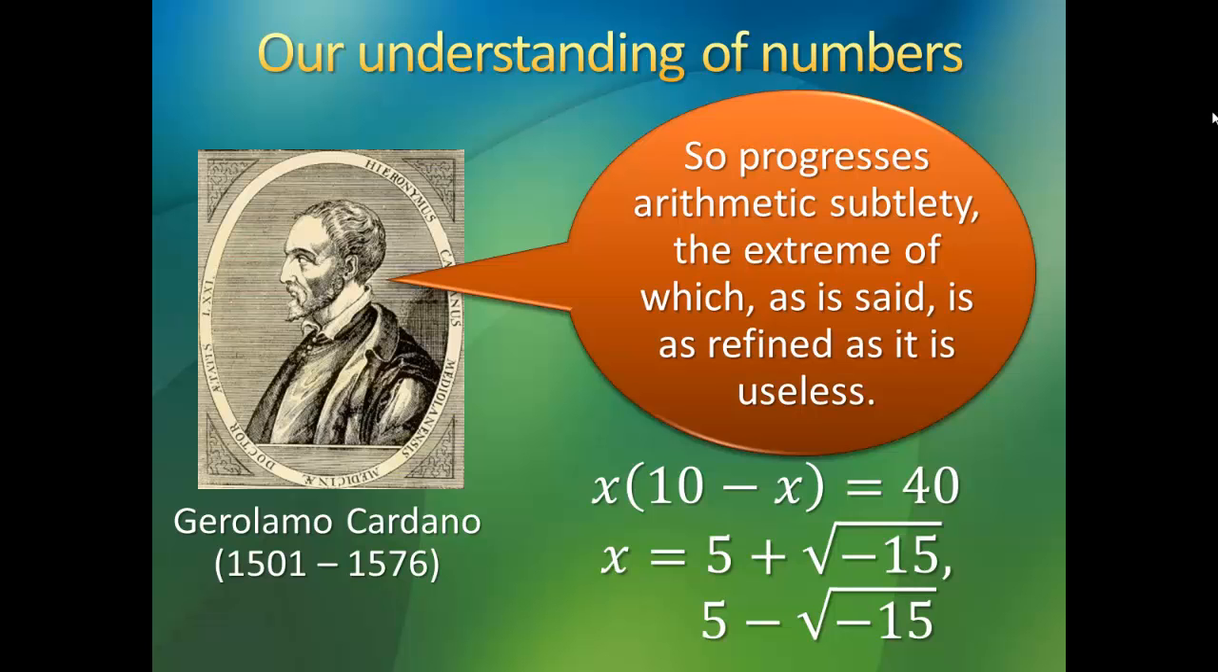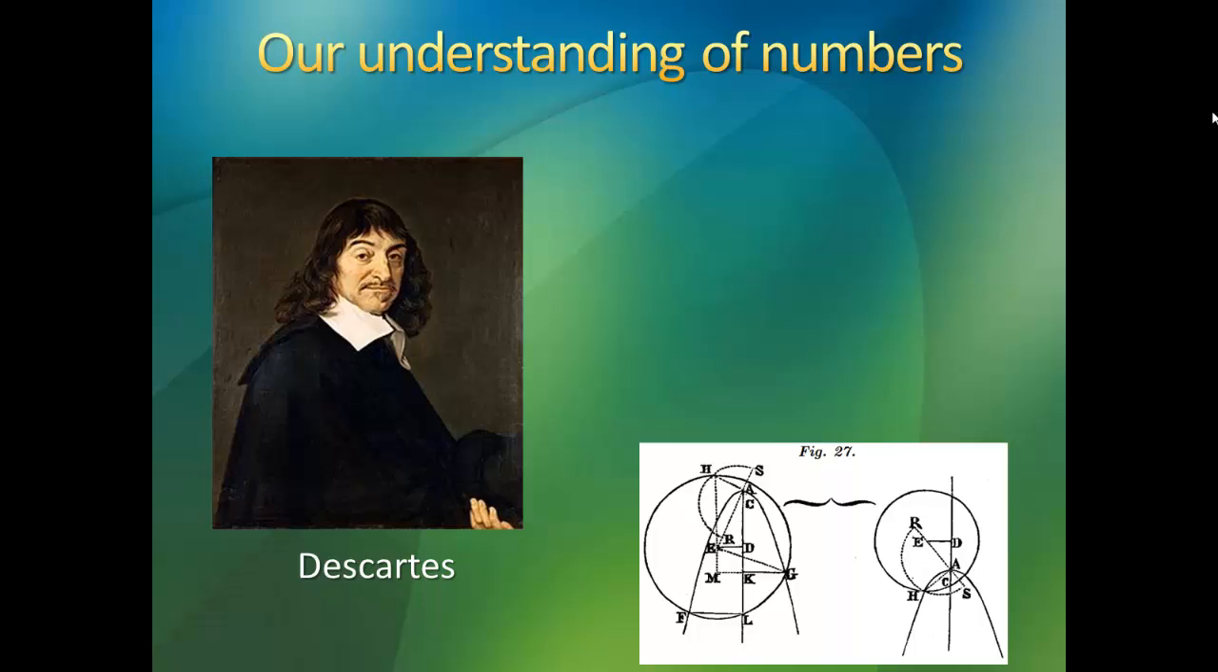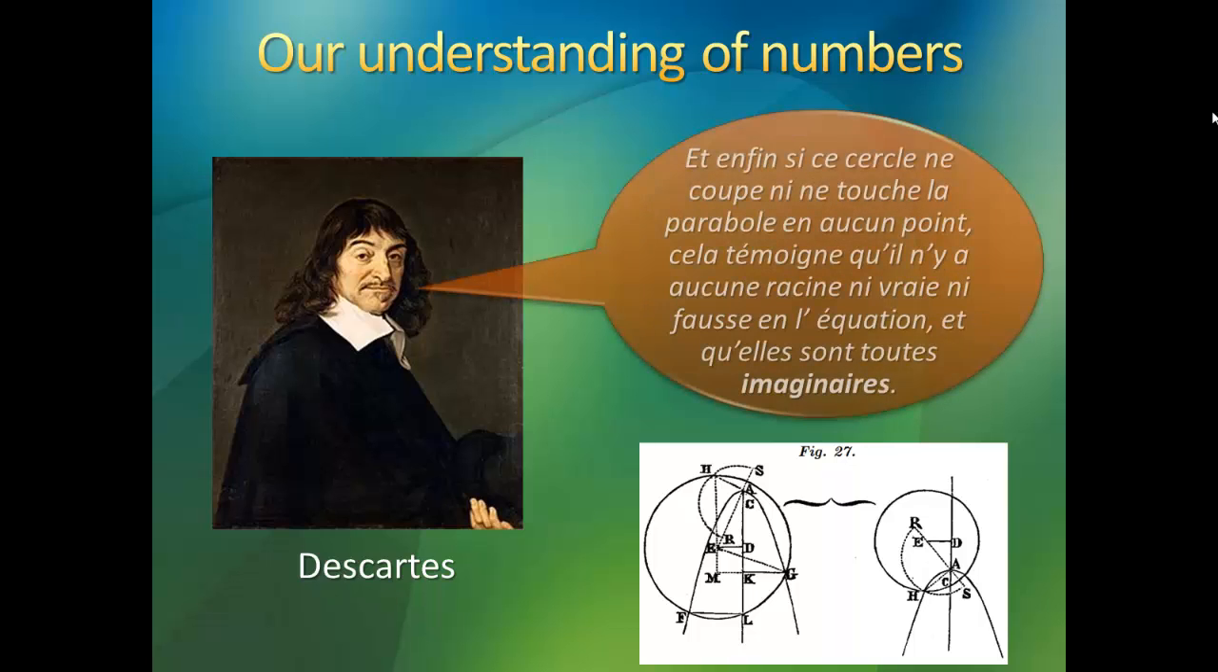It was Descartes that actually gave these square roots of negative numbers the term imaginary when he was considering the intersection of a parabola and a circle. "And finally, if this circle neither cuts nor touches the parabola at any point, it testifies that there is neither a true nor a false root of the equation, and they are all imaginary."